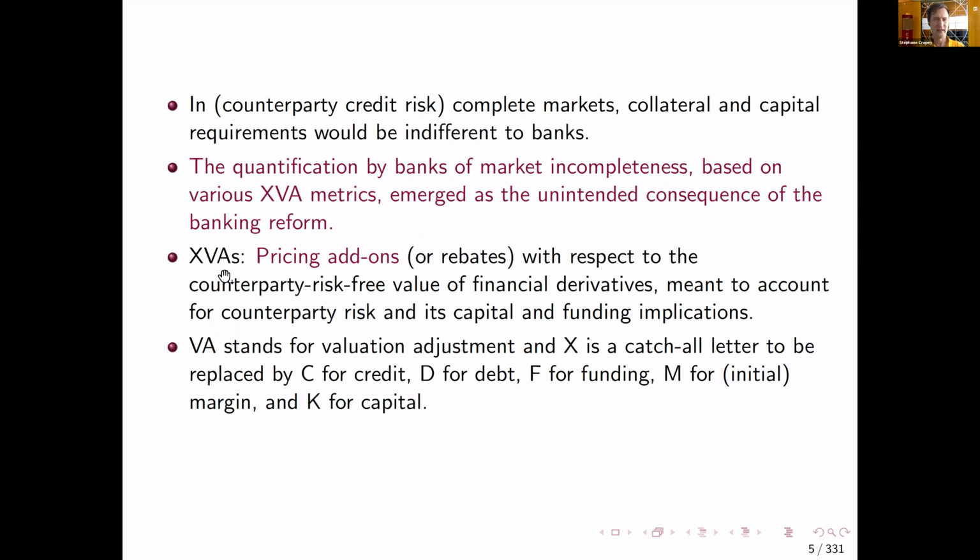So these XVAs are pricing add-ons or rebates, of course, depending on whether the bank is a buyer or seller in the transaction. So add-ons or rebates with respect to the counterparty risk-free value of financial derivatives. And these add-ons are meant to account for counterparty risk and its capital and funding implications. So VA stands for valuation adjustment, and X is a catch-all letter to be replaced by C for credit, D for debt, F for funding, M for margin, in the specific sense of initial margin, and K for capital. So we will browse all these VAs along the course.